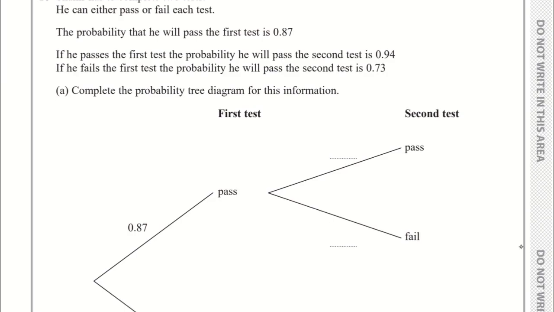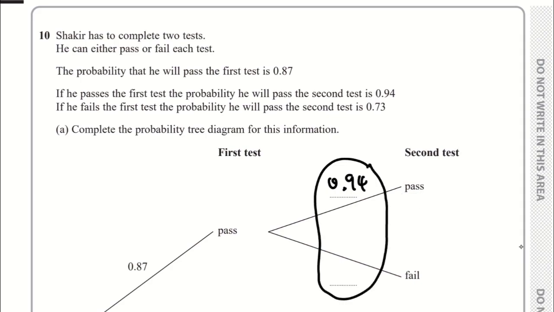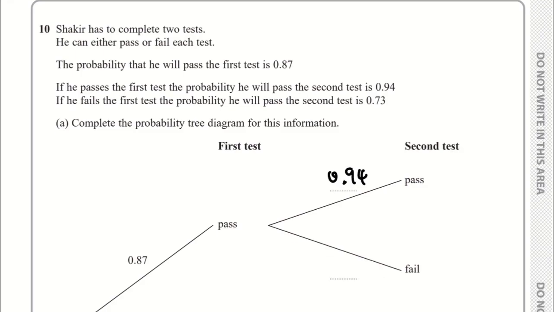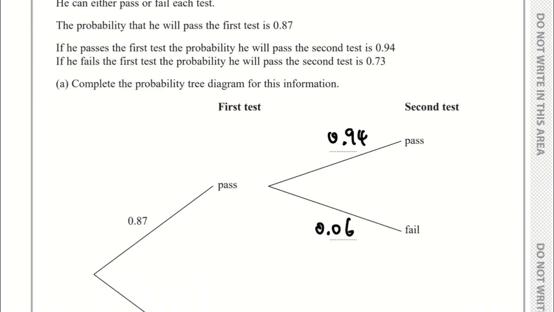Okay, let's start off by, this is 0.87. If he passed the first test, the probability that he will pass the second test is 0.94. So this is 0.94 because it's for pass. Now, these two, pass and fail here, must add up to 1. The sum of the probabilities must add up to 1. So if for pass is 0.94, for fail is going to be what? Take away 0.94 from 1, you're going to have 0.06. That's for that.